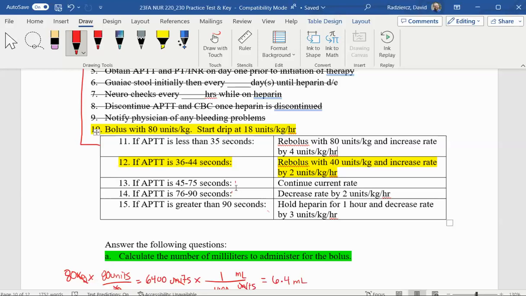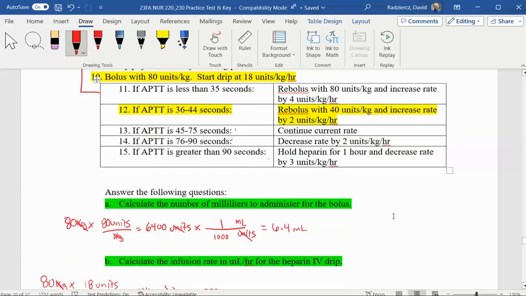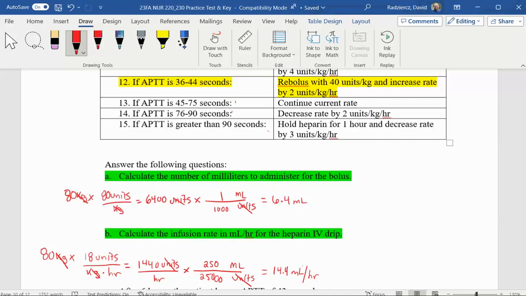If the clotting time is 76 to 90 seconds, it's taking too long for them to clot, so now they're at risk of bleeding. So we're going to decrease the rate by 2 units per kilogram per hour. And if it ends up being greater than 90 seconds, then you're going to hold for an hour, decrease the rate by 3 units per kilogram per hour, and then reassess again. So that's how you navigate the so-called heparin protocol. I'm sorry that I wrote it like this, but hopefully that's not too bad.